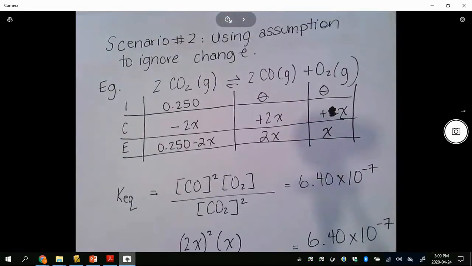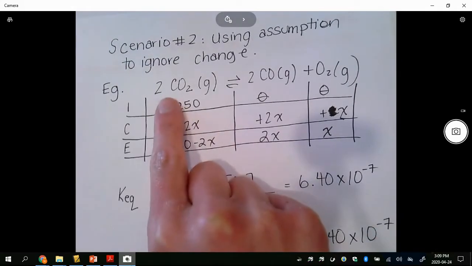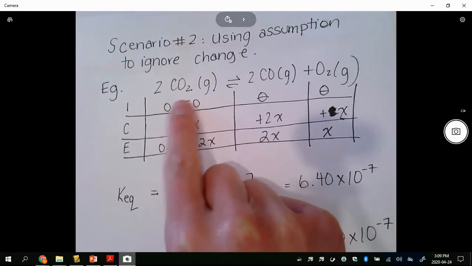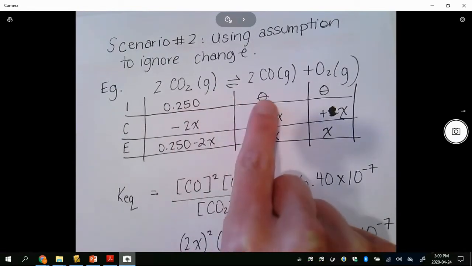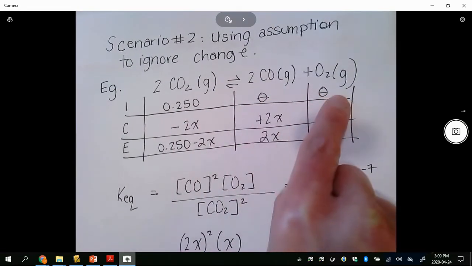Okay, so here we go. So you have your equation here. So I set up the ice chart. They gave us the initial concentration of CO2 in the question, and we started off with no product, so 0, 0.